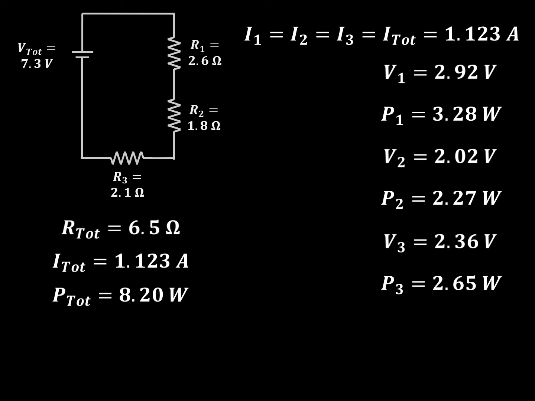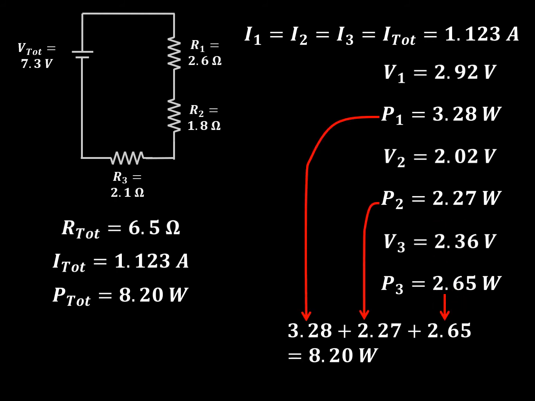And we go ahead and put those aside. All right, something to notice here: the power for each one of these, the 3.28, the 2.27, and the 2.65, if I add all those together, gives me a total power of 8.20, which is equal to the total power that the battery outputs. So simply put, the amount of power that each resistor uses is going to be equal to the amount of power that the battery is putting out.